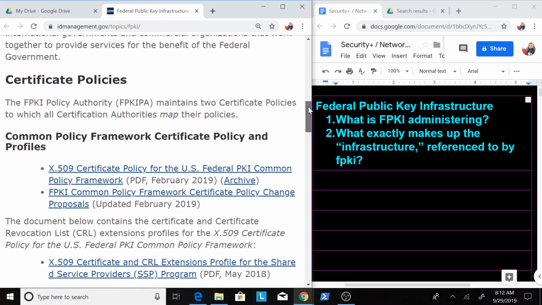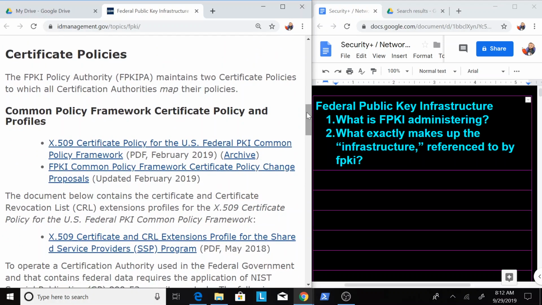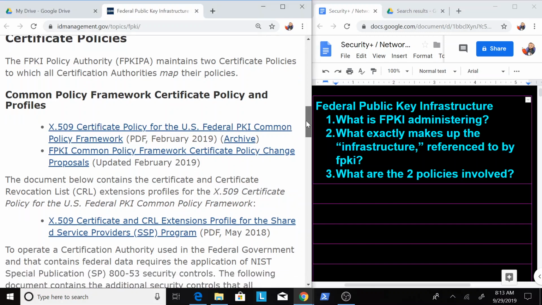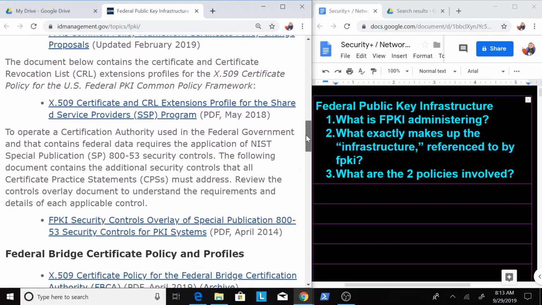Alright, so certificate policies. Now we're given our previous acronym on steroids, so it's even larger here. The FPKI Policy Authority maintains 2 certificate policies to which all CAs map their policies. So the question could be real simple here. What are the 2 policies involved? So you've got your X509 certificate policy. We can click on those later, but for the sake of this video, let's keep rolling.